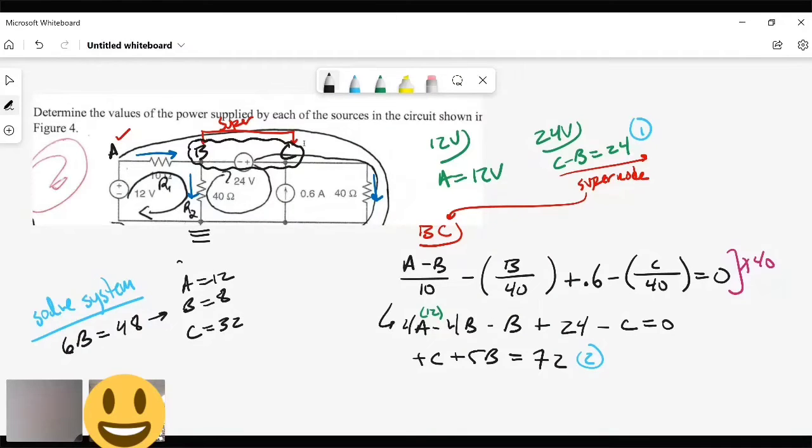So now I got my answer set, my solution set, but that's not the answer. But I'm going to have it right there. And so I need to know the power supplied by each of the sources. All right, so I want to know the power supplied by each of the sources. What's the equation for power?